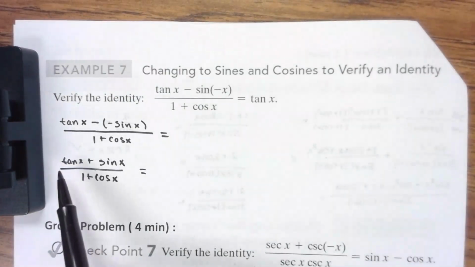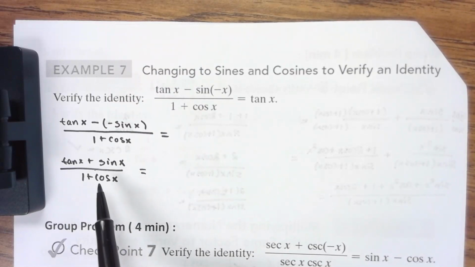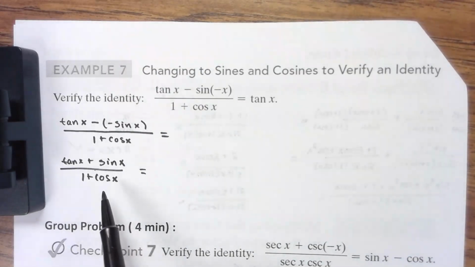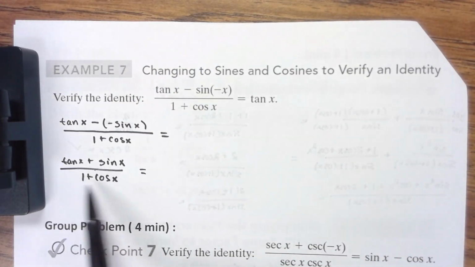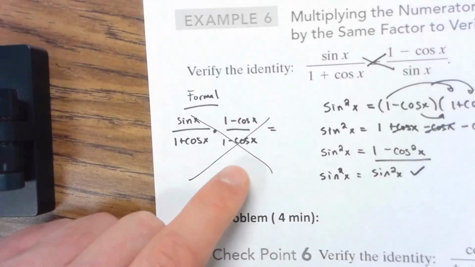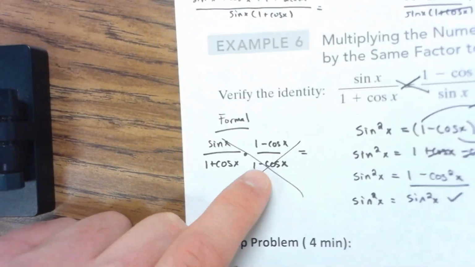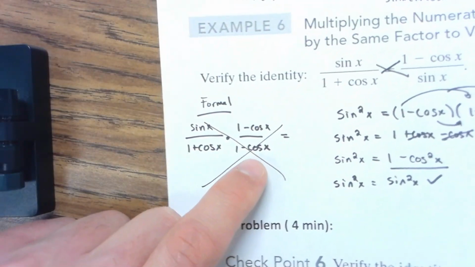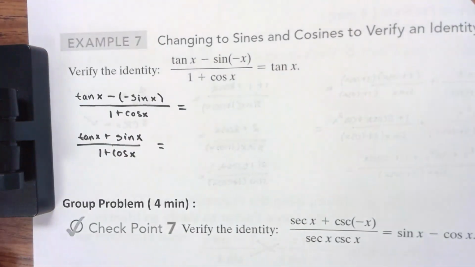I could take tangent of x and put it over 1 plus cosine of x, as sine of x over 1 plus cosine of x. But this 1 plus cosine of x, that's that same kind of binomial term we saw in the last example, where the more formal way to deal with it would be to multiply by its conjugate pair, 1 minus cosine of x. Again, since we haven't really done too much work with those conjugate pairs, I don't know that many of us would say, oh yeah, let's multiply by 1 minus cosine of x.